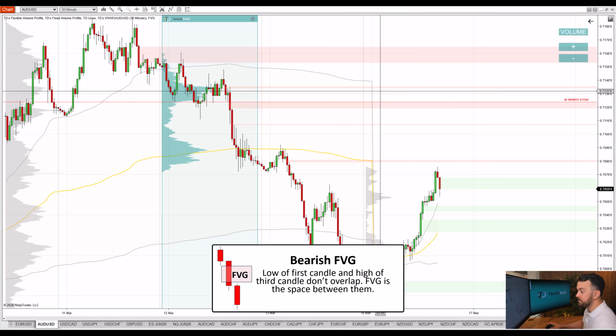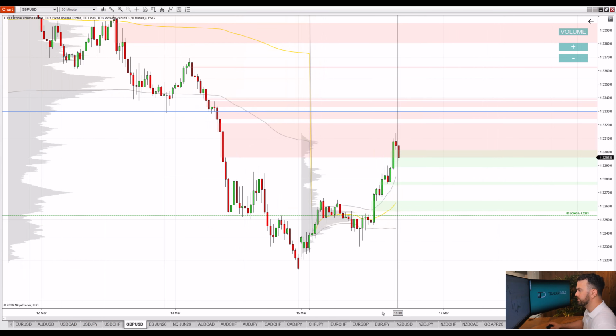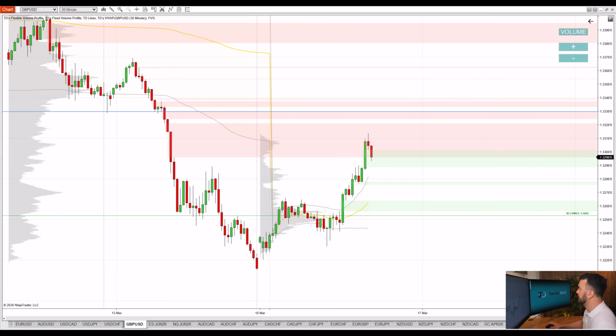And the last one is on the British pound. It is a support, and the support is right here at 1.3253. It is also based on the volume accumulation setup, only in this case it is reversed. In this case it is support.